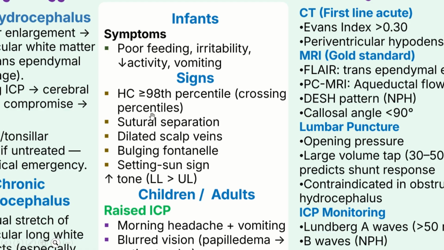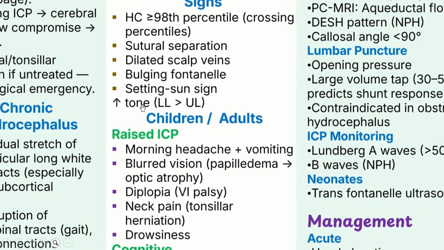Then you have sutural separation. Where the suture is separated, you can have a dilated scalp, a bulging fontanelle, the setting sun sign of the eyes, and then you can have increased tone. And this is going to be more in the lower limbs than the upper limbs.